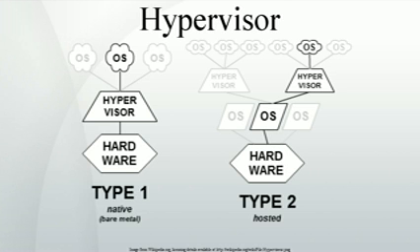Type 2, or hosted, hypervisors run within a conventional operating system environment. With the hypervisor layer as a distinct second software level, guest operating systems run at the third level above the hardware. VMware Workstation and VirtualBox exemplify Type 2 hypervisors.